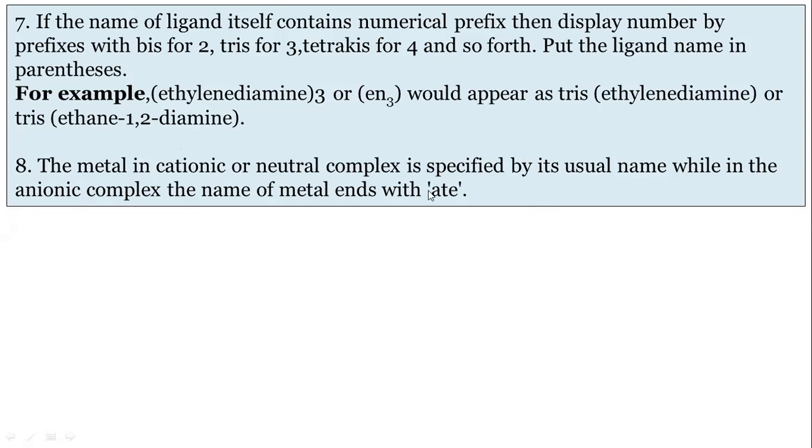If the name ends with ATE, it means Fe is there, it will be ferrate. If aluminum is there, it will be aluminate. If cobalt is there, it will be cobaltate. If gold is there, aurate will be there. If Ag is there, it will be argentate, like this. So we will come to the examples now.